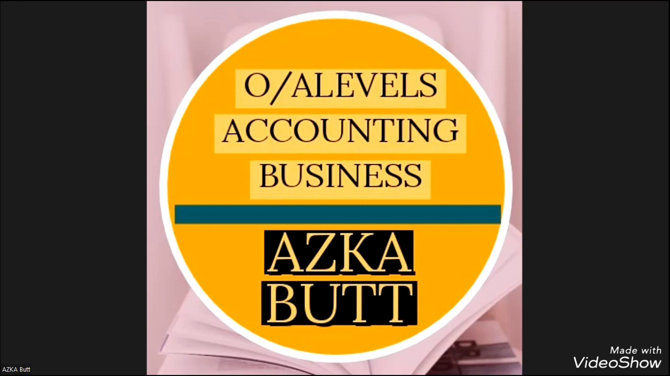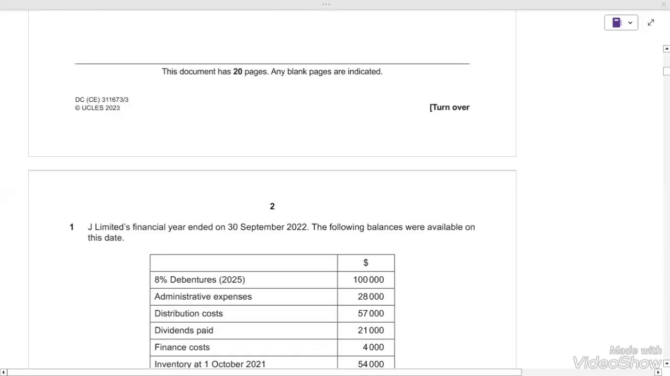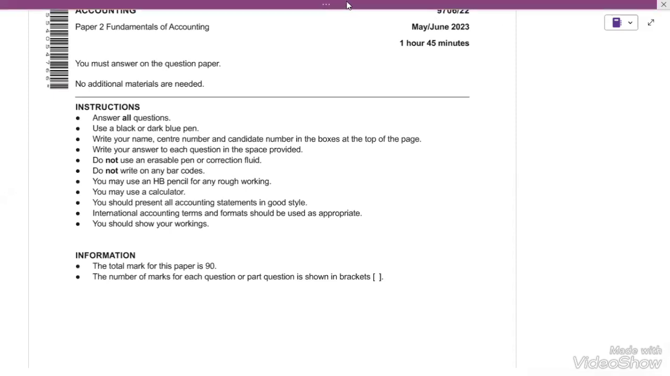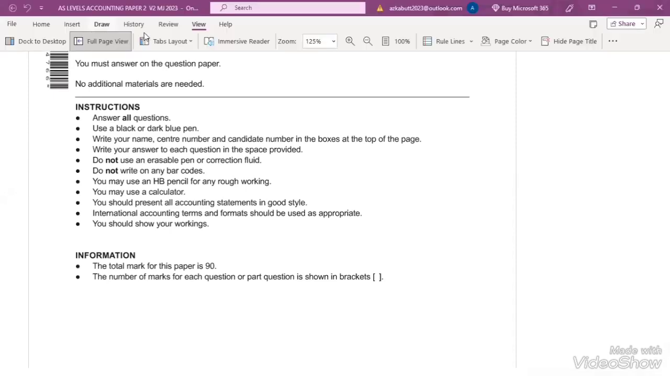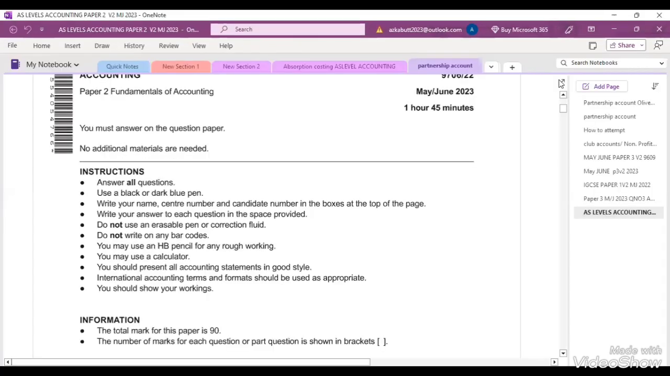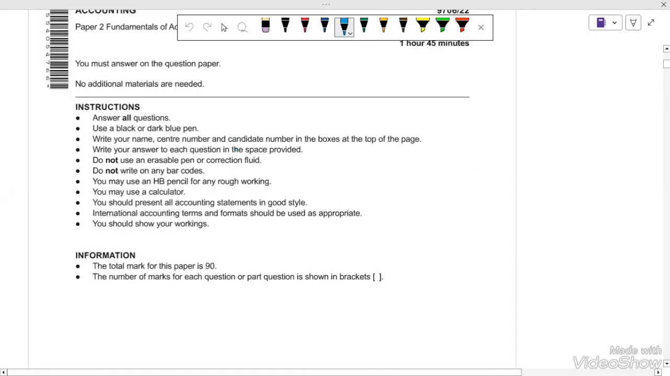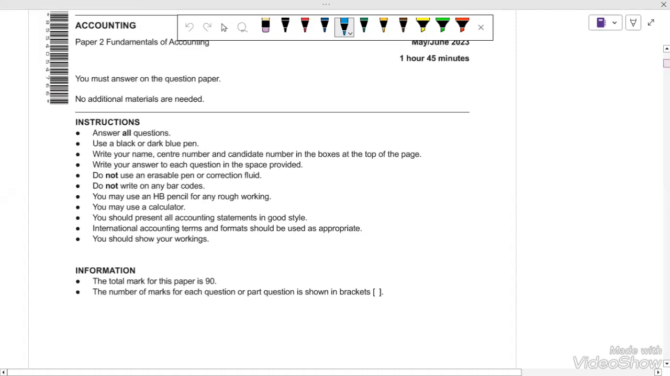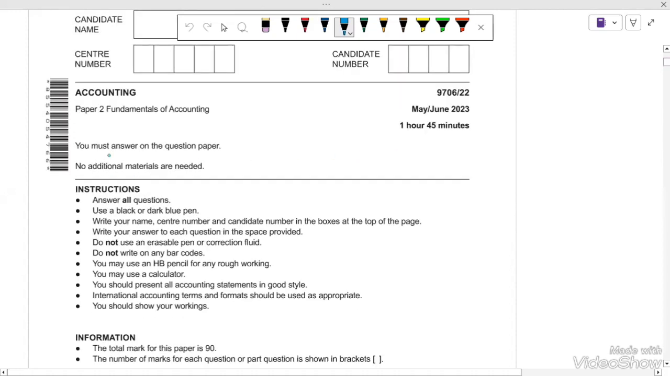Now we are going to discuss the paper. This is paper two for AS level accounting, code 9706, paper two, variant two. This is for May, June 2023.